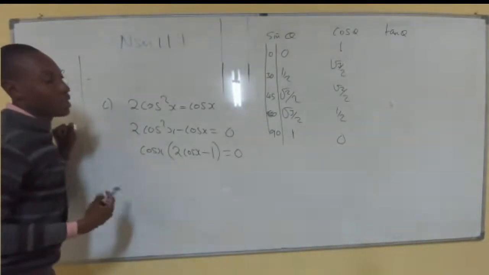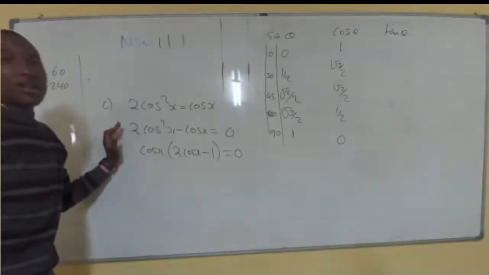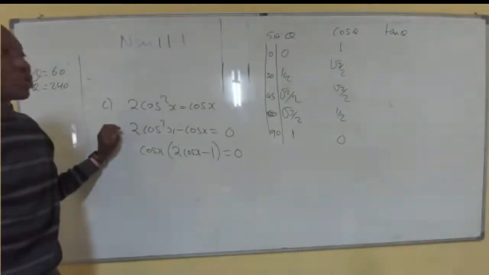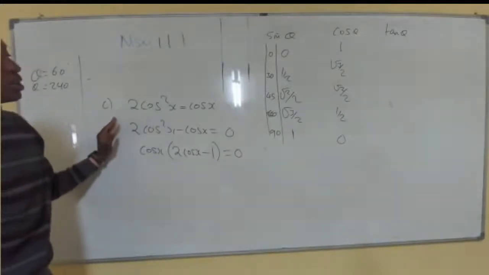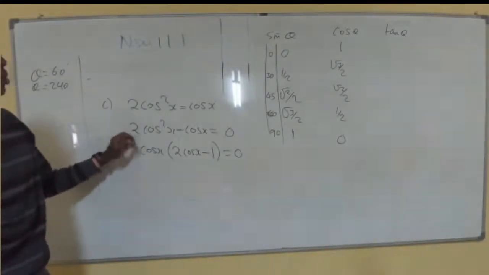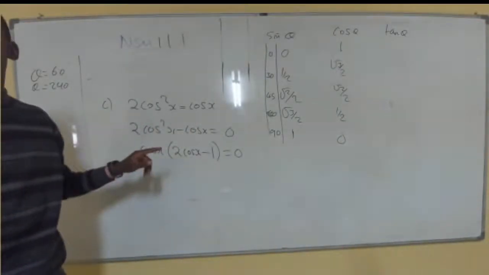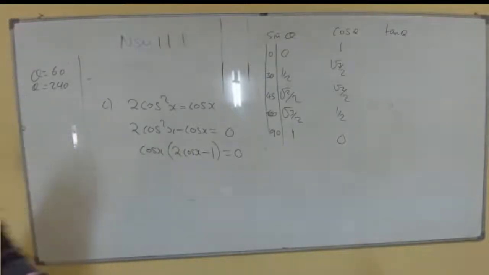Even if you're dealing with something which is not a trigonometric function, but maybe a quadratic equation or some other polynomial, do not be tempted to divide both sides. Just collect like terms. So this cos x here has come to the other side, and we have now a subtraction taking place.